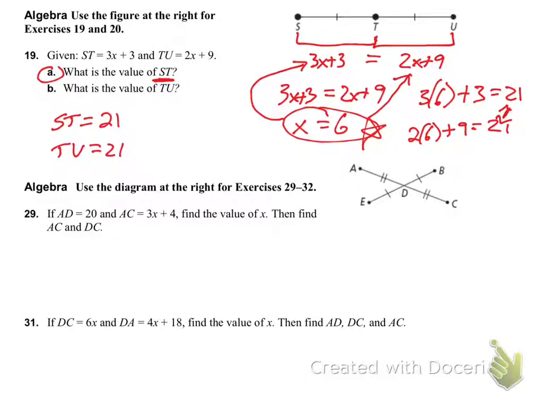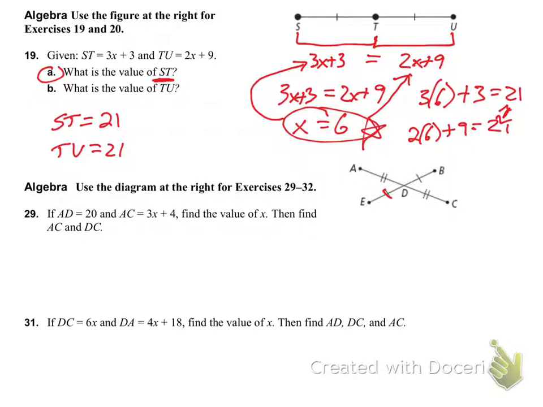All right, now in 29, again, we have these hash marks here, right? So there's one line here and there's one line here. So that would mean this is going to be equal to this. Then there's two lines here and there's two lines here. So that would mean this is equal to this.